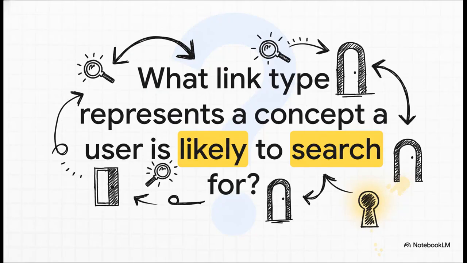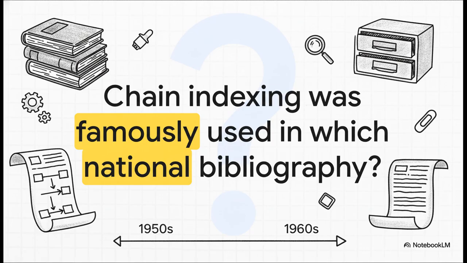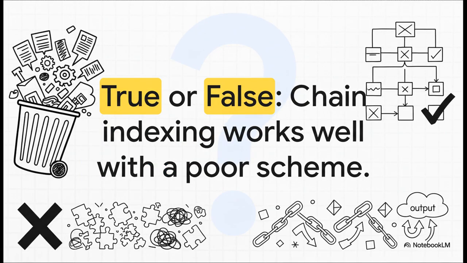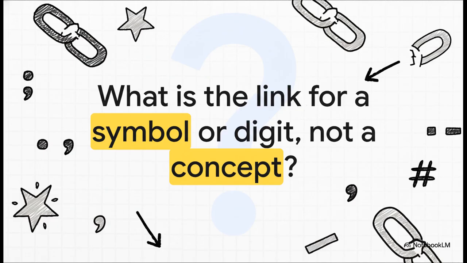That would be a sought link, or SL. Remember, those are the key access points for the user. That was the British National Bibliography, or the BNB, back in the 1950s and 60s. Oh, that is definitely false. Its biggest weakness is that it completely relies on a well-structured classification scheme. You know the saying, garbage in, garbage out. That's a false link, or FL. It's just the punctuation of the class number that we get to ignore.